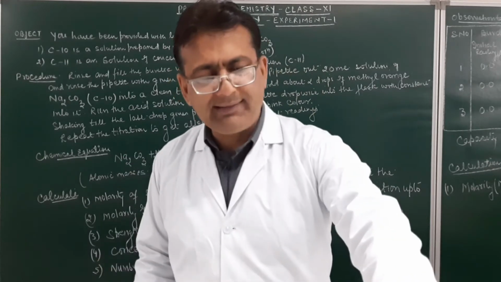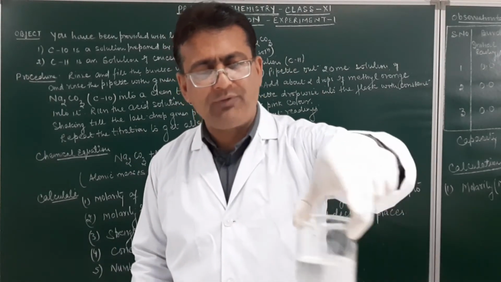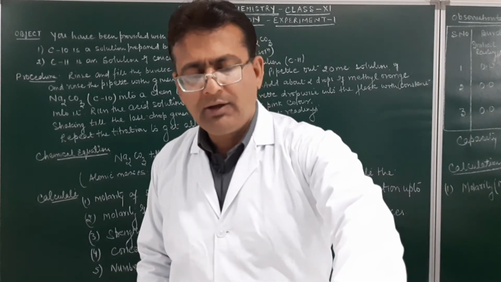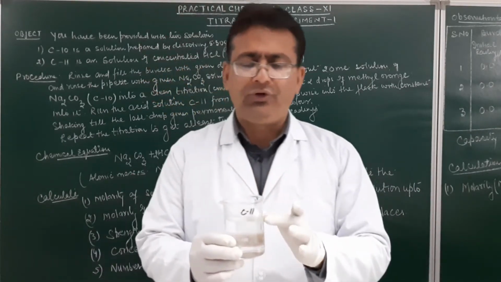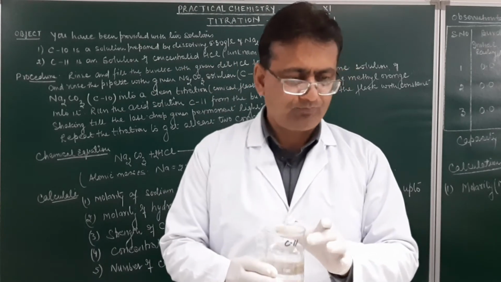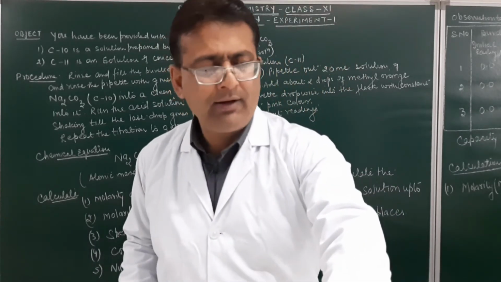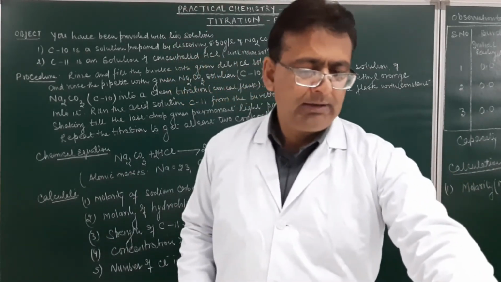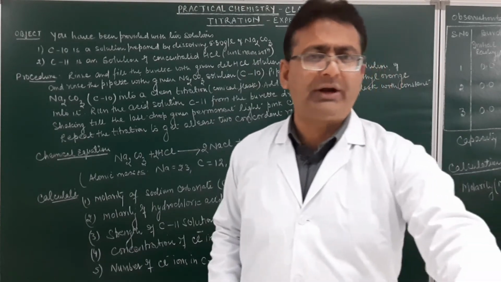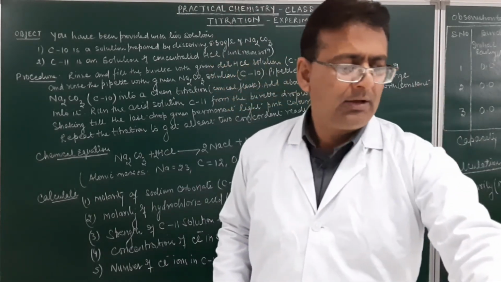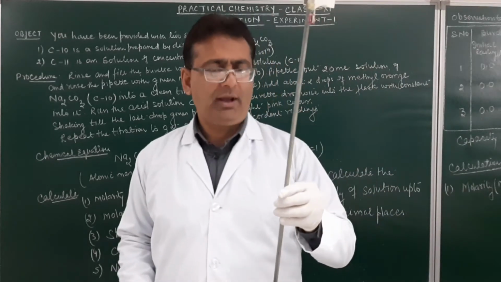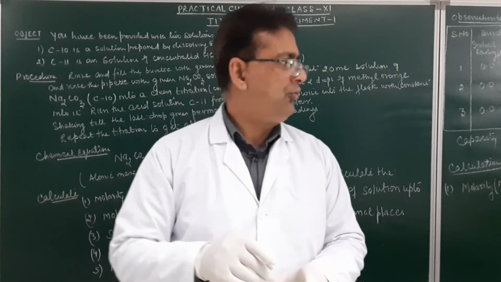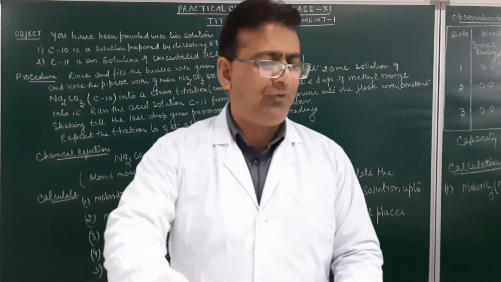Then these are the beakers. In one of the beakers we have a C10 solution of sodium carbonate. In another beaker we have a C11 solution of dilute HCl. Am I clear? Then over here we have a titration flask. Then this is a clamp stand. This is a titration flask. Then this is a clamp stand. Am I clear? And then over here we have a funnel.